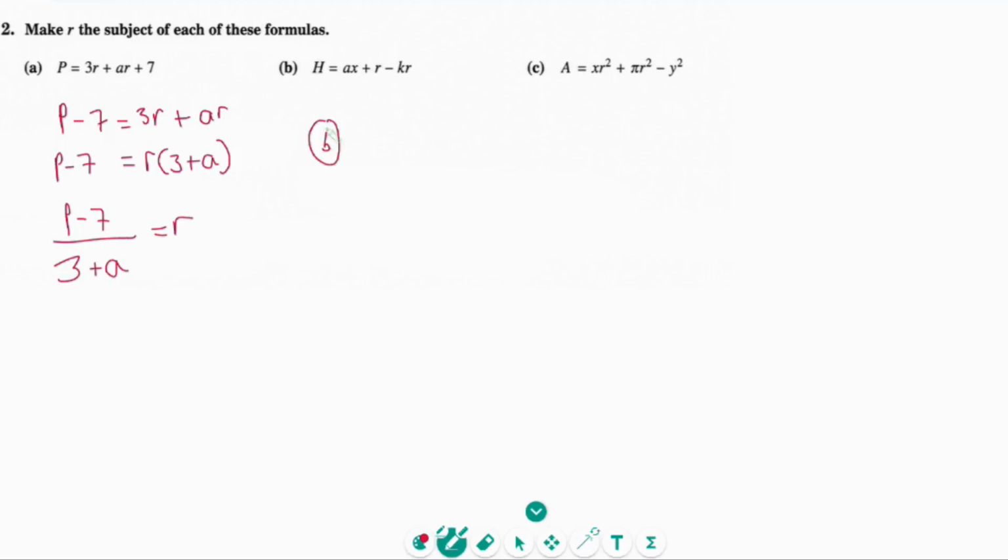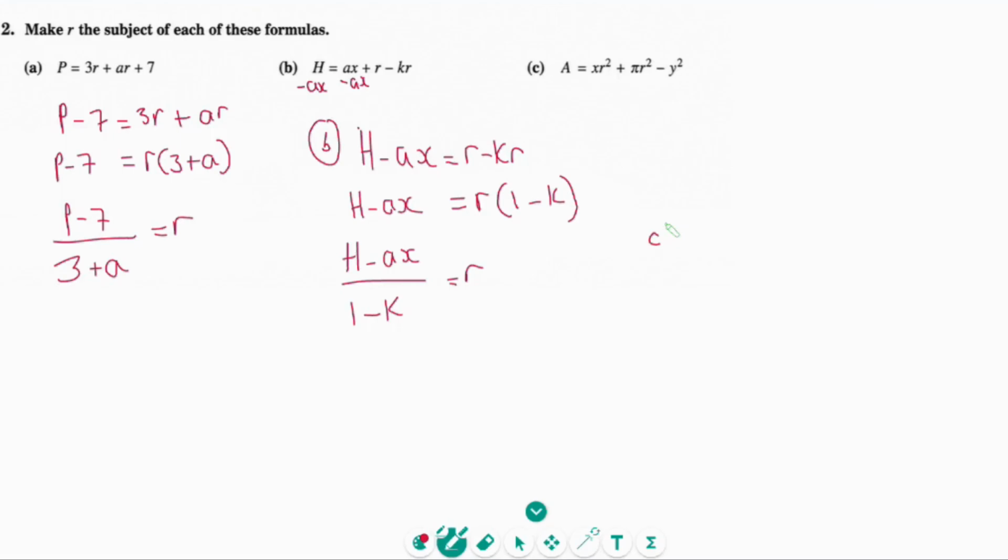Part B. So we want to get rid of this ax. I'm going to take ax off both sides, which is h, take away ax is equal to r minus kr. Right, now we've got any term with an r on the right hand side, so we can factorise. So r divided by r is 1, kr divided by r is k. Now divide both sides by 1 minus k.